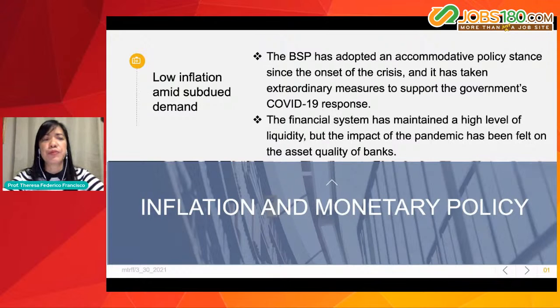As global economic prospects dampened with the resurgence of COVID-19 cases worldwide, inflation remained muted for the first 3 quarters of 2020, and overall demand weakened amid the pandemic. The BSP has adopted an accommodative policy stance since the onset of the crisis, and it has taken extraordinary measures to support the government's COVID-19 response. The financial system has maintained a high level of liquidity, but the impact of the pandemic has been felt in the asset quality of the banks.